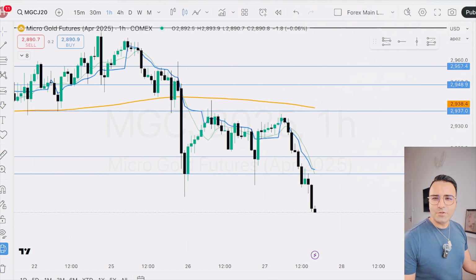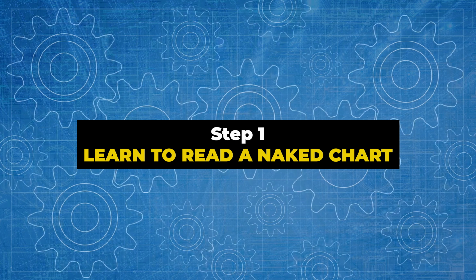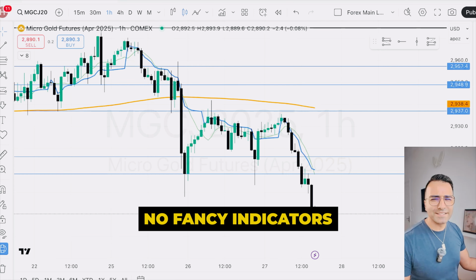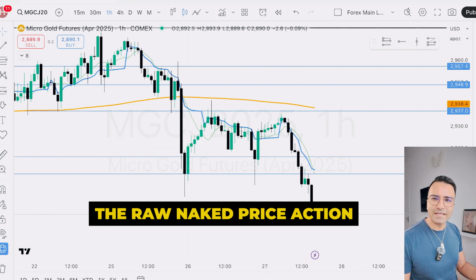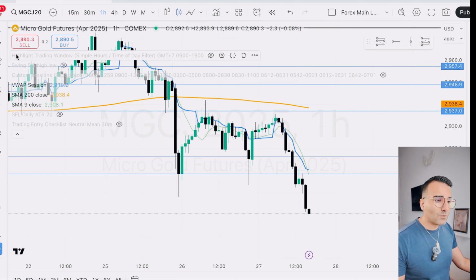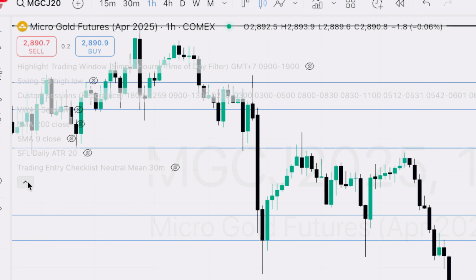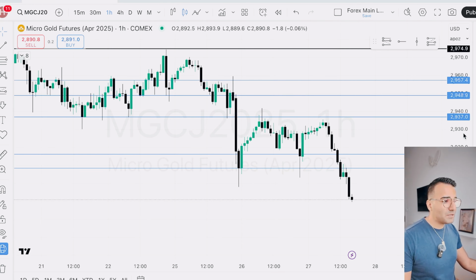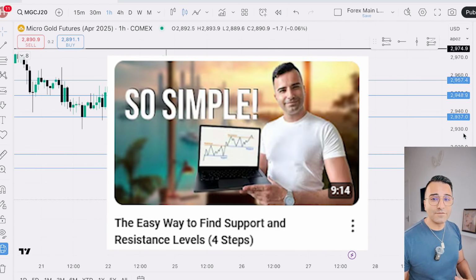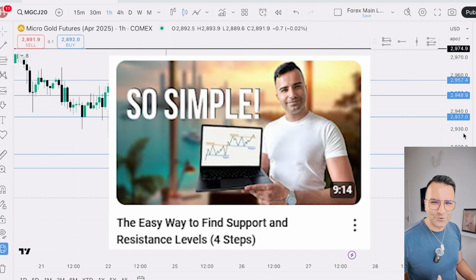So before we do anything else, we need to be able to take a look at a chart and be able to see what is the chart telling us. No fancy indicators, no clutter on the screen, and just literally the raw, naked price action. And that's really important, and what I'm going to do here is remove any indicator that I have on the screen, which is my 9 EMA, 200 EMA, and VWAP, and the only thing I have here is the support and resistance line. And I've actually made a whole video on how to easily find support resistance, so if you haven't checked that out, definitely go ahead and take a look at that after you watch this video.